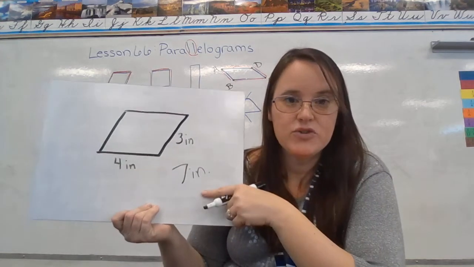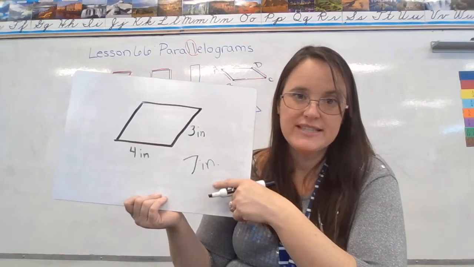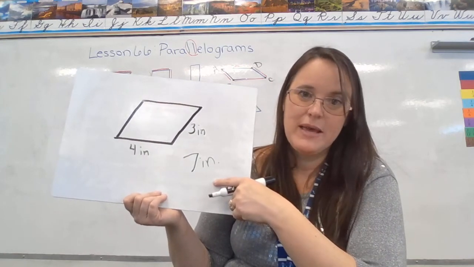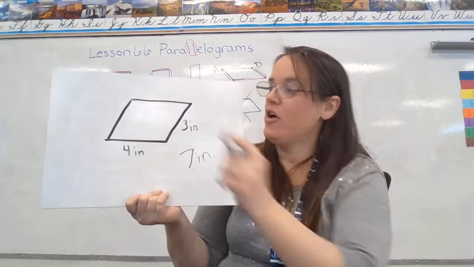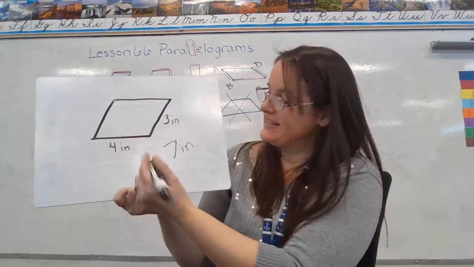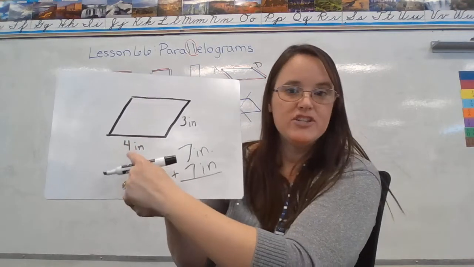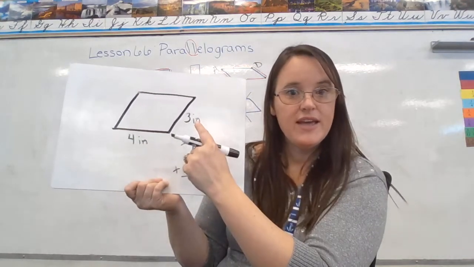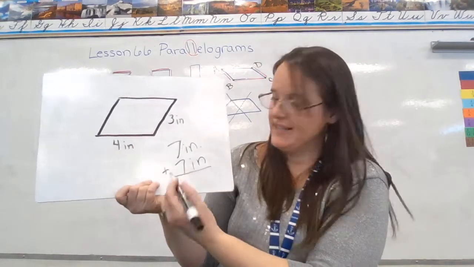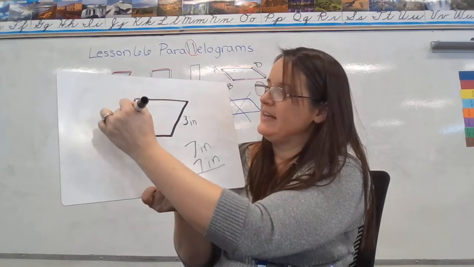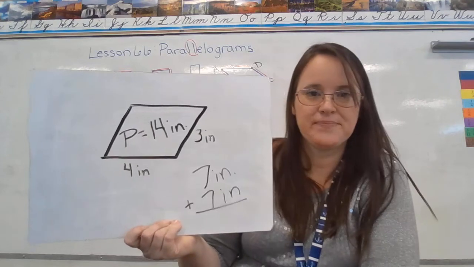The problem with this trick is that often kids will stop here and they'll tell me the perimeter is 7 inches. And you'd be wrong, because I only measured half of the perimeter. I know that this side plus this side is also going to be 7 inches. So when I do my just add the numbers they give me trick, then I automatically say, now I have to double it. So 7 plus 7 gives me 14, and so my perimeter is 14 inches for this one.